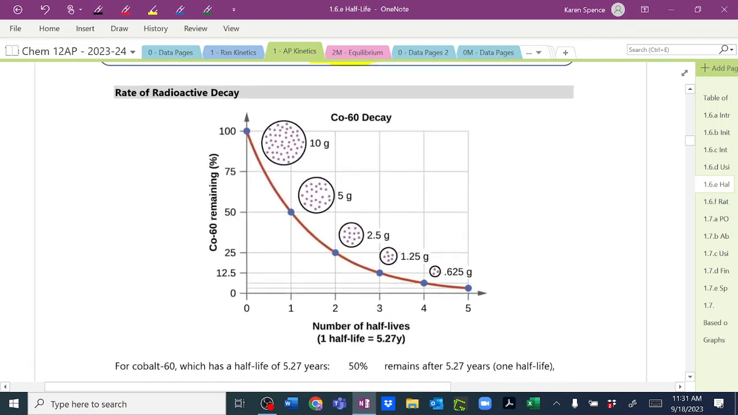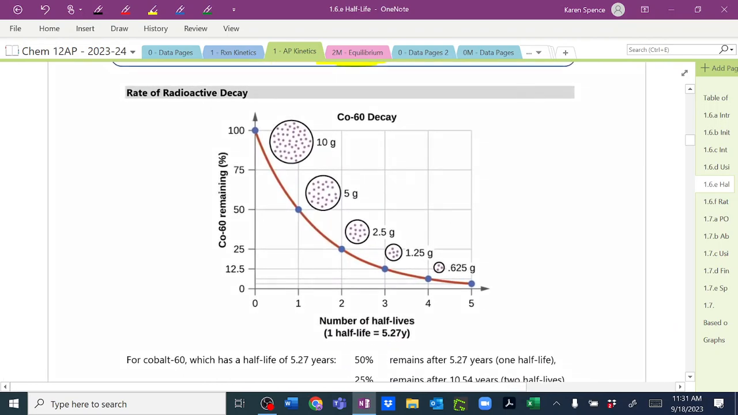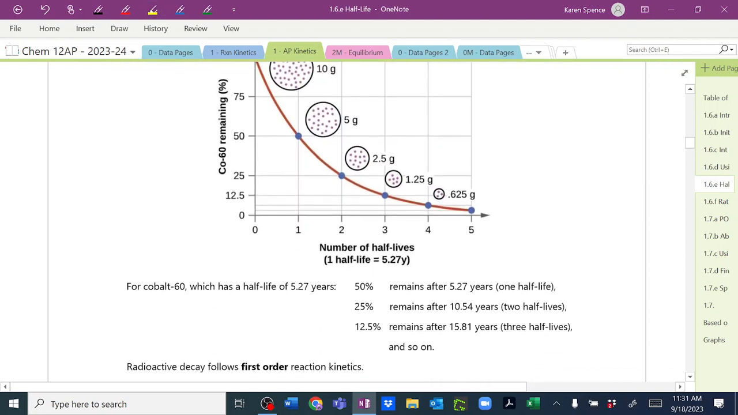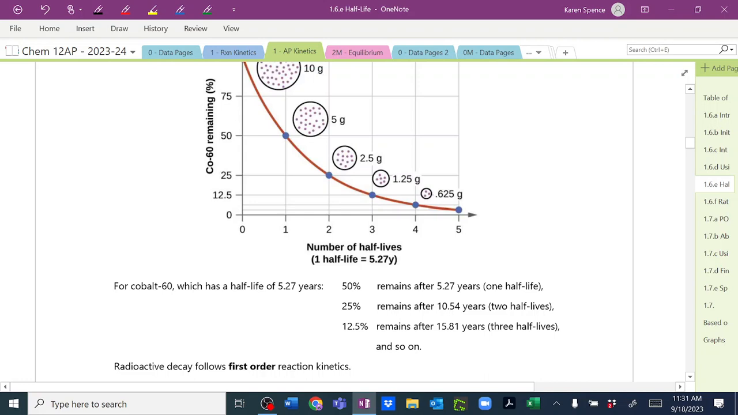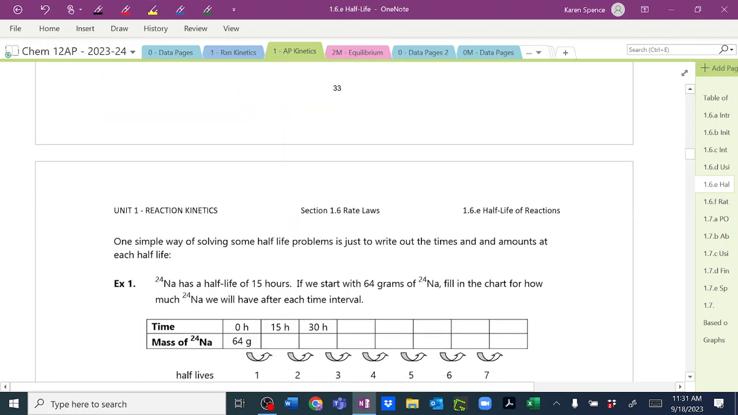Okay, so here's just a little illustrative picture. If you haven't had a lot of exposure to half-life, you can see that if I have cobalt-60, I start with 10 grams, and then I have 5 grams, and then I have 2.5 grams, and I just keep halving the mass of the cobalt-60, which is decomposing into other things over time. Radioactive decay follows first order reaction kinetics. We already said that.